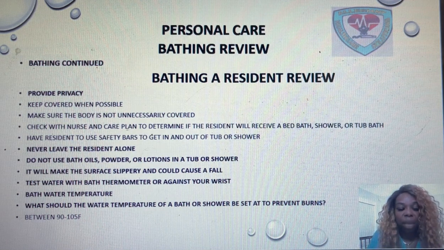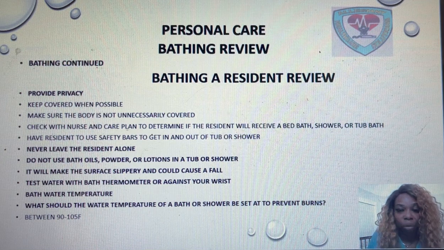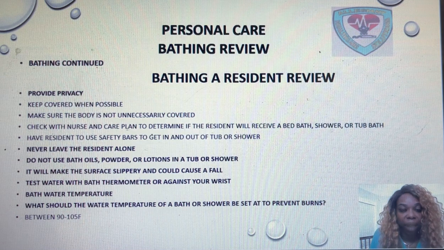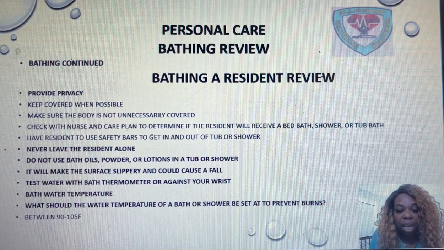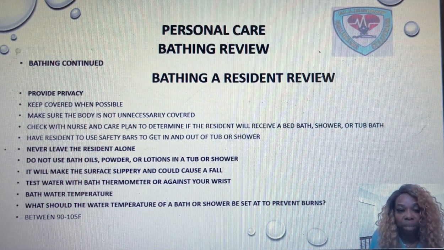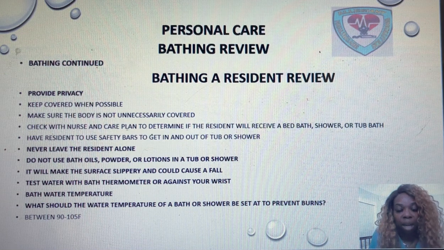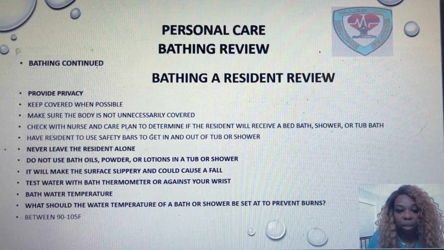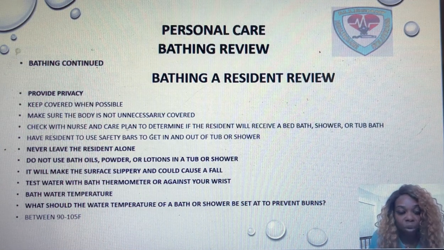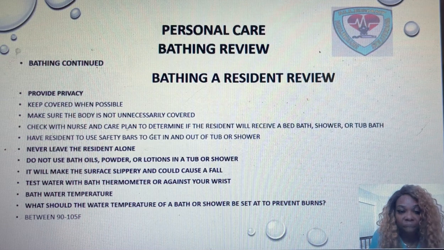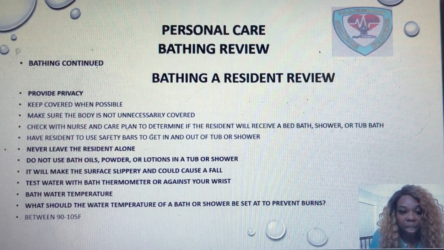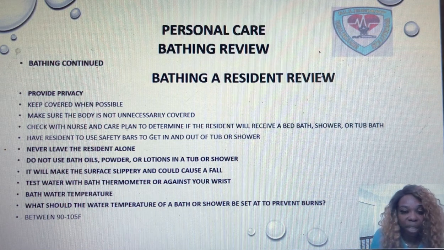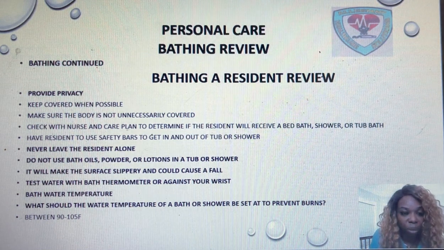of the tub. And whenever you are bathing a resident or showering a resident, you never want to leave that resident alone. That's why we are getting all of the supplies that we need prior to us even starting the bath or subjecting the resident to the water or a bath environment. You don't want to use bath oils, powders, or lotions in the tub or the shower. This can cause the environment to be slippery and conducive to an injury or a fall from the resident.